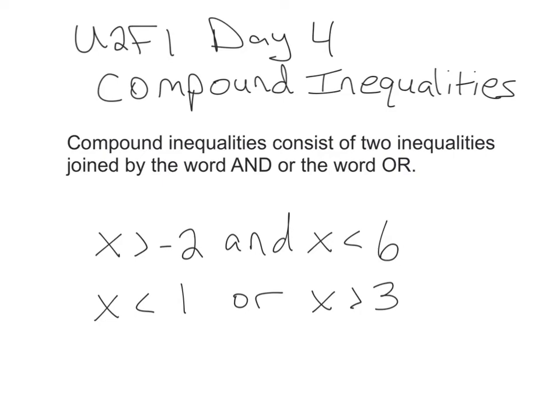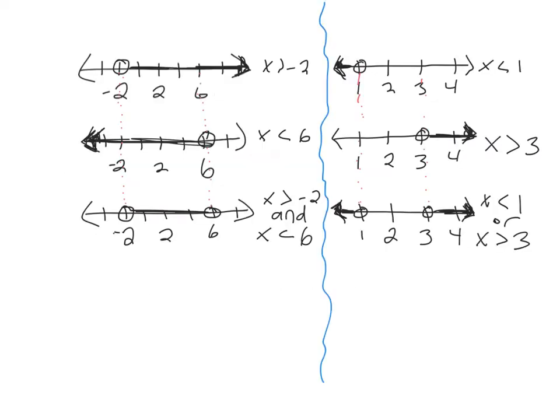Hello everybody, this is the Unit 2.4 Day 4 video on compound inequalities. Compound inequalities consist of two inequalities that are joined by the word "and" or the word "or." For example, we have x is greater than -2 and x is less than 6. Or you could have something like x is less than 1 or x is greater than 3. Those are types of compound inequalities.